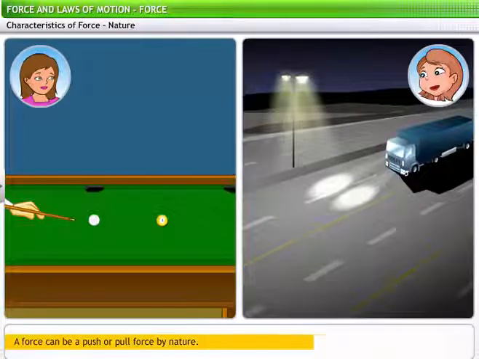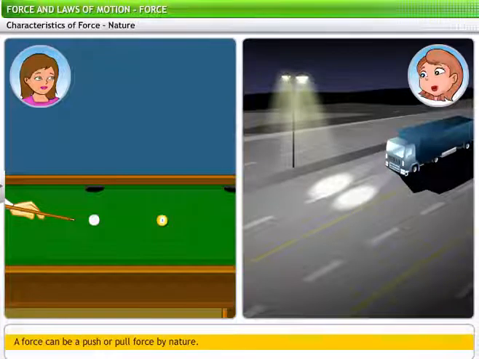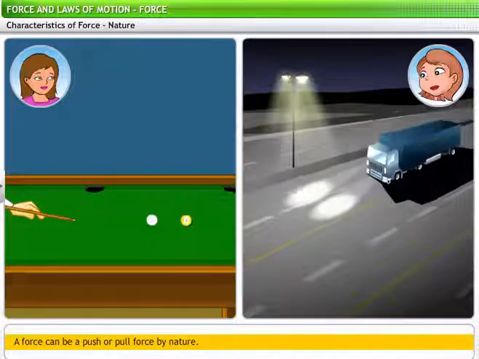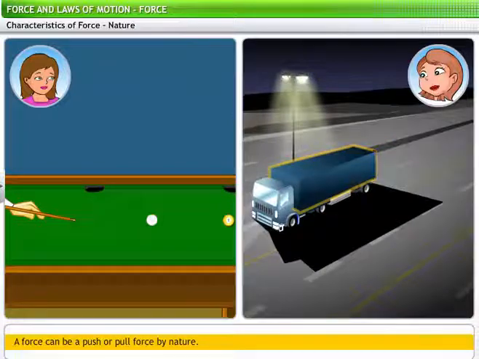A force can be a push or pull force by nature. For example, a queue pushes the billiard balls forward, while a truck pulls a trailer behind it.